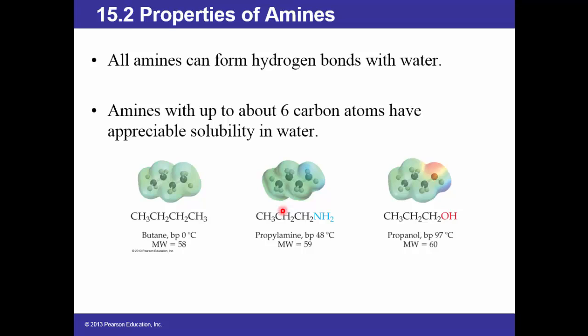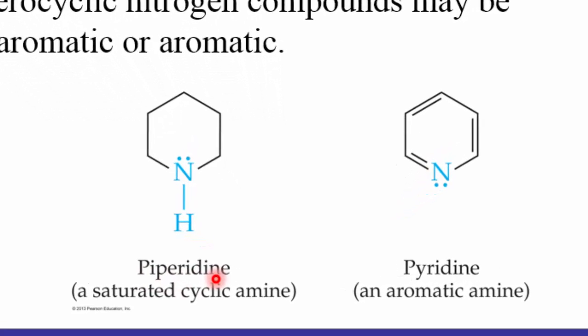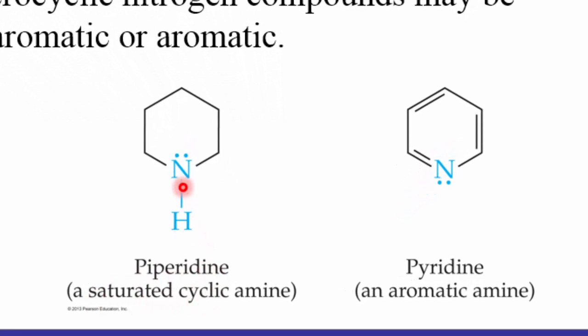Remember this. In many nitrogen containing compounds, the nitrogen atom is in a ring with carbon atoms. Compounds that contain atoms other than carbon in the ring are known as heterocycles. Now, heterocyclic nitrogen compounds may be non-aromatic or aromatic. For example, here piperidine, which is a saturated cyclic amine, and pyridine is an aromatic amine. So this is non-aromatic, this is aromatic.